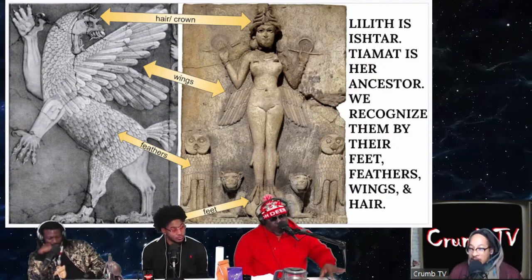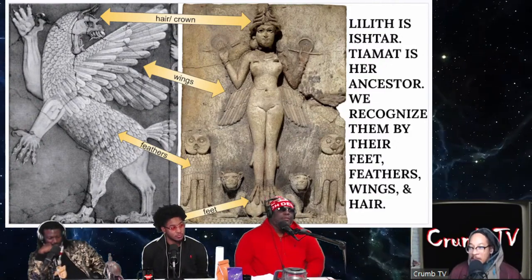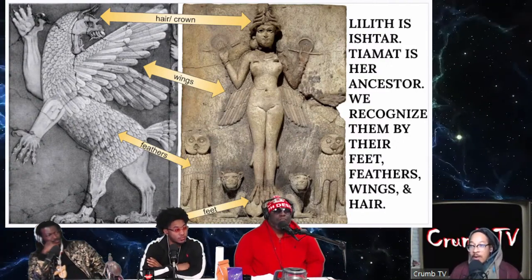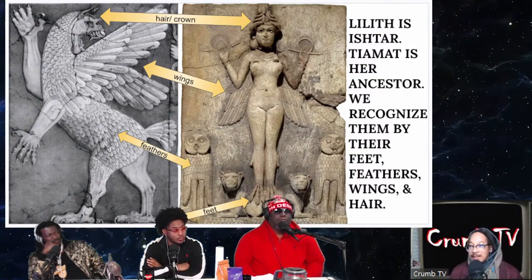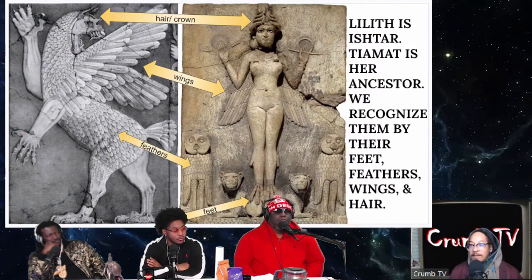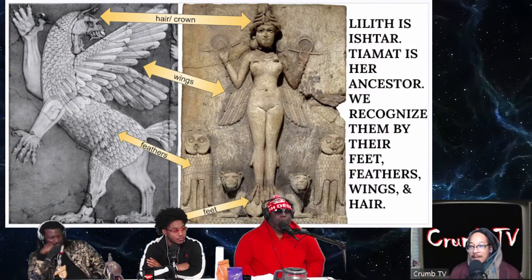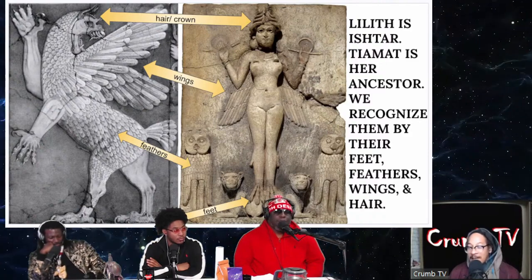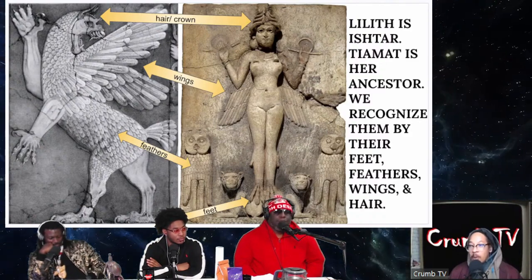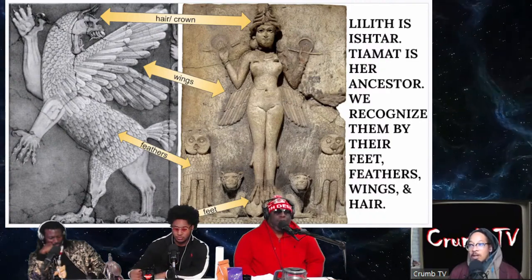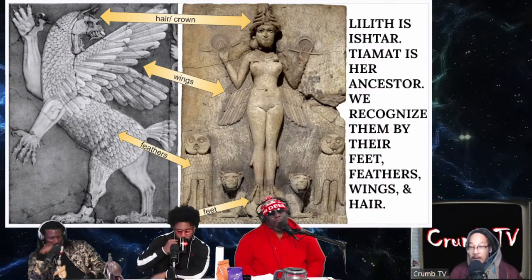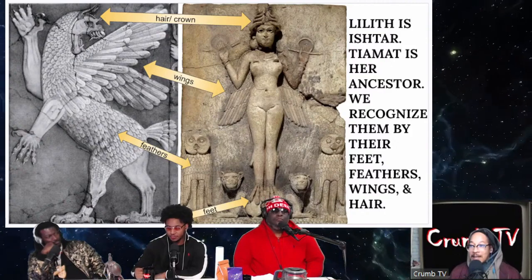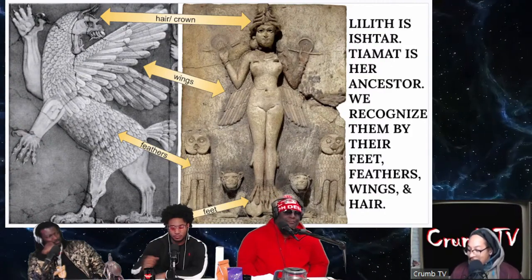Tiamat is her ancestor. We recognize them by their hair. Her horns are her crown. The wings and the feathers like an owl, and the feet, both Ishtar slash Lilith, which are the same character, both Lilith slash Ishtar look exactly like their great grandmama, the Dragon Queen Tiamat. You still got some of your ancestors' features.